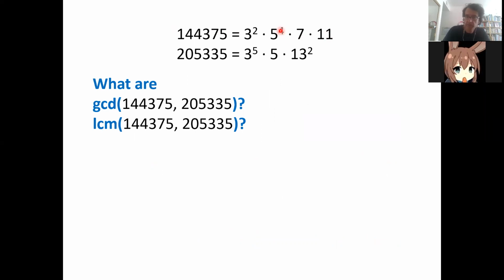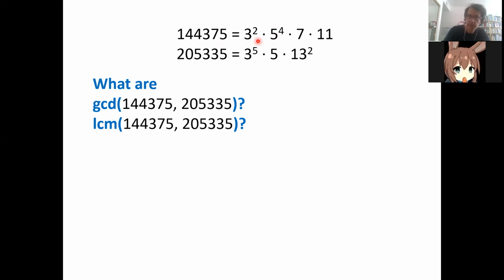With the multiplicity of 5 is 4. So it's 5 times 5 times 5 times 5, right? 3 times 3 here. And this has a factorization like this. So what's the greatest common divisor of these two? Well, 7 divides this guy, but not this guy. So 7 is out, 11 is out, 13 is out because it divides only this one, but not that one.